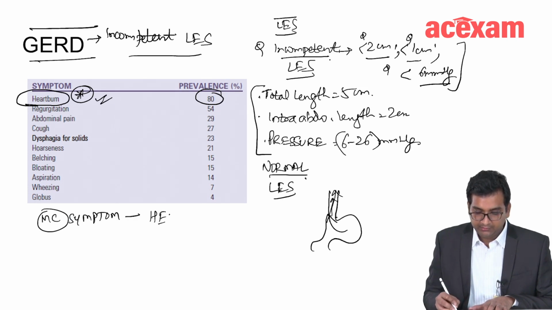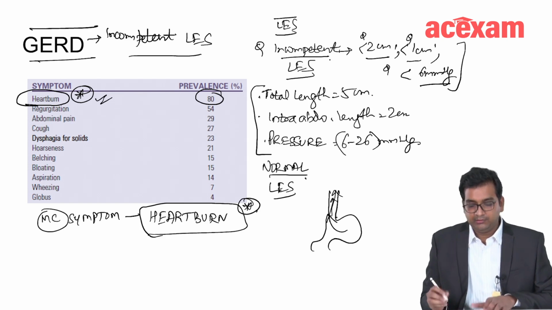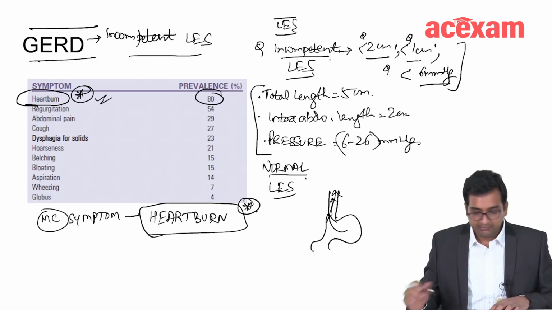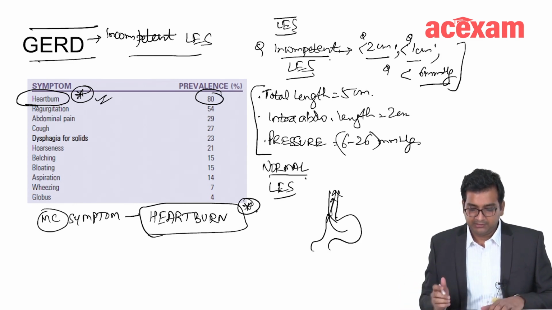The most common symptom is heartburn. So there is no need to remember everything. Just focus on heartburn, because the other symptoms will be regurgitation, pain in the abdomen, cough or some other symptom, but the most common will be heartburn.